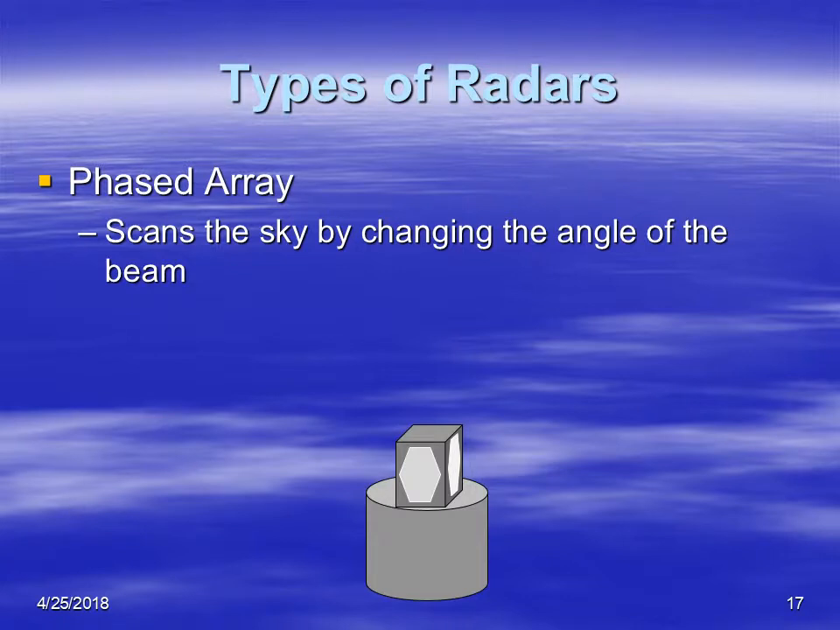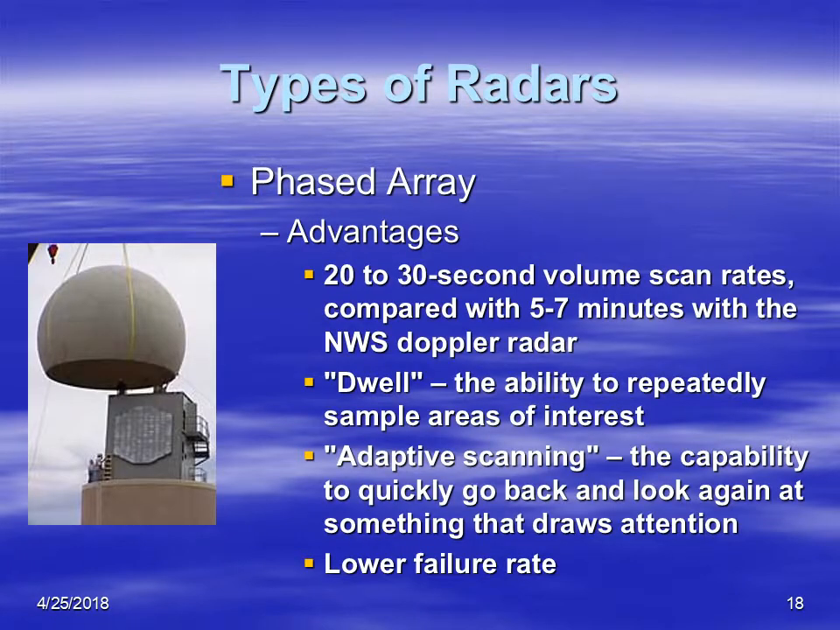So it can scan the atmosphere very quickly, much more quickly than your typical National Weather Service radar. It only takes up to 30 seconds to get a full volume scan. WSR 88D radars right now take about 5 to 7 minutes to scan the atmosphere. Also, you can go back and take a look at areas where you have perhaps an interest or something that's drawn your attention. For example, if you're looking at a mesocyclone developing in a thunderstorm, you could scan it many times quickly and see it develop and get a warning out a little bit faster.